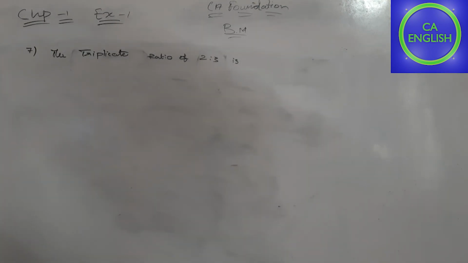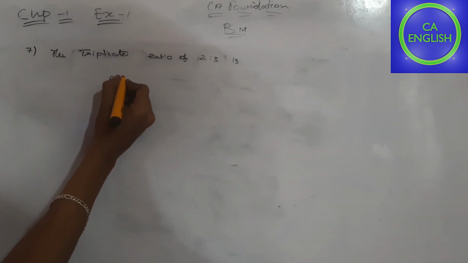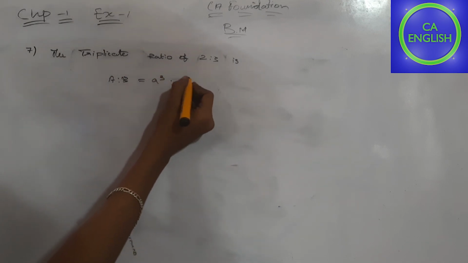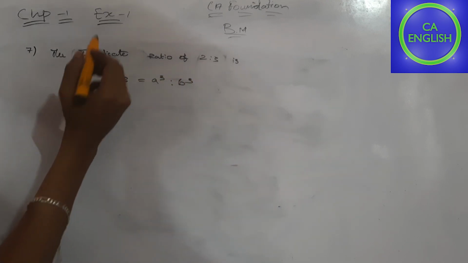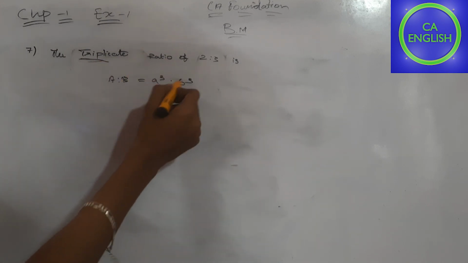And the seventh sum is the triplicate ratio of 2:3. First we saw the duplicate ratio, then the subduplicate ratio. Now we are seeing the triplicate ratio, and the given ratio is A:B equals A cube is to B cube. This is the triplicate ratio. If you remember the word triple, you can remember the cube.